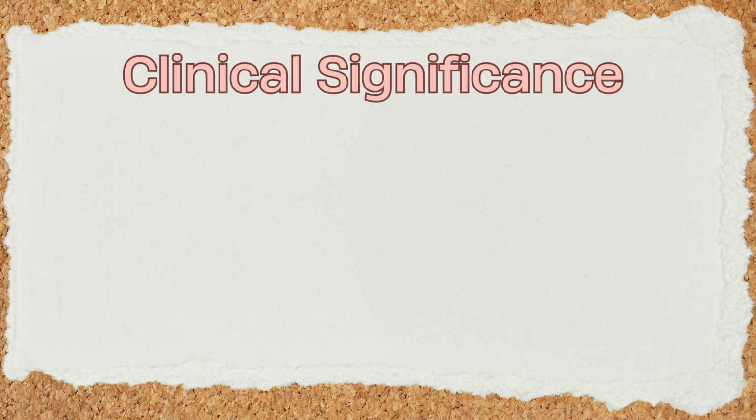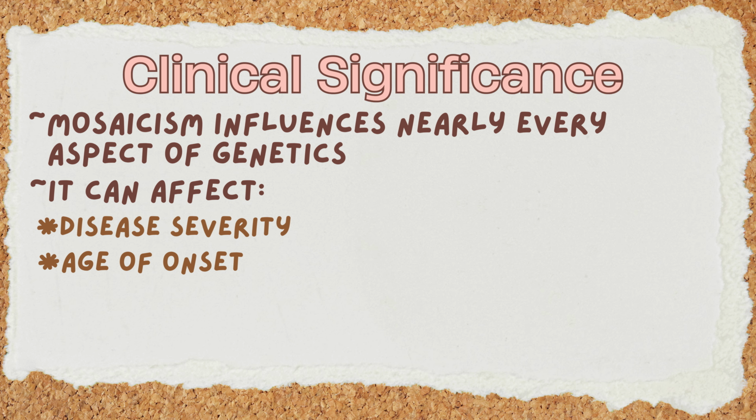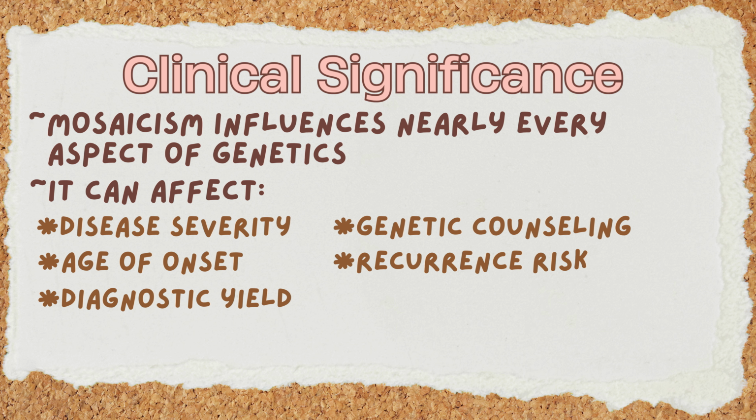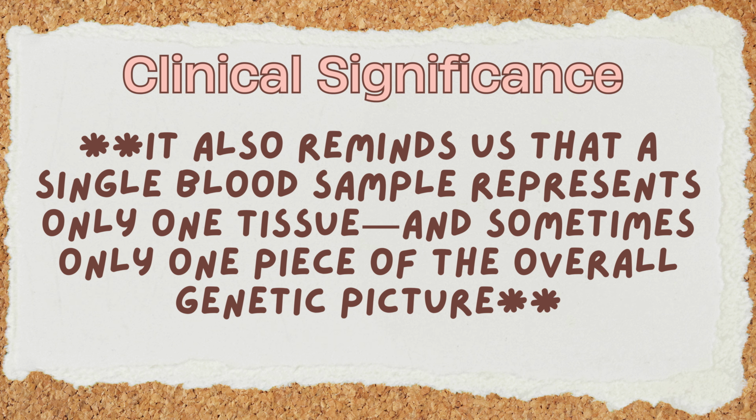So why does all of this matter? It matters because mosaicism influences nearly every aspect of genetics. It can affect disease severity, age of onset, diagnostic yield, genetic counseling, recurrence risk, prenatal interpretation, and cancer genetics. It also reminds us that a single blood sample represents only one tissue, and sometimes only one piece of the overall genetic picture. And that's your review of mosaicism.